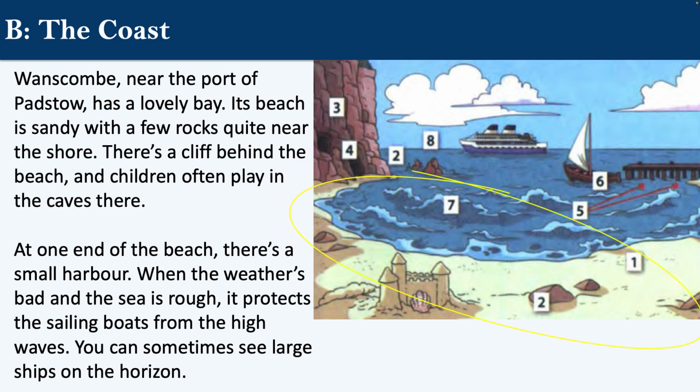So in here, this is a beach. These and these are rocks. This is a cliff. Number 4 is a cave. It's a hole in a mountain. Next is the port, sailing boat, and next is horizon.